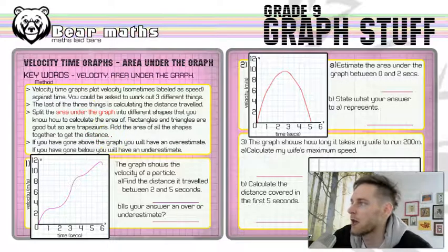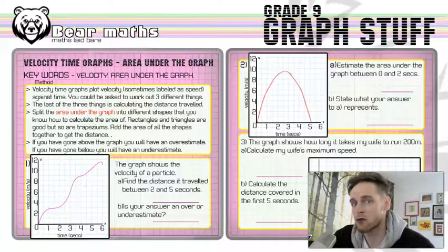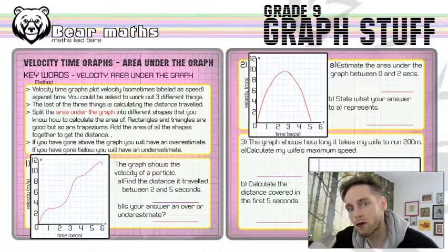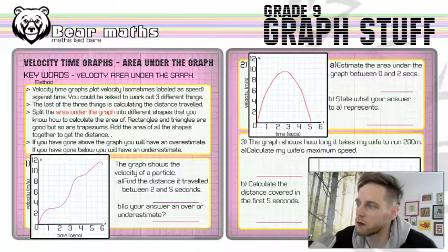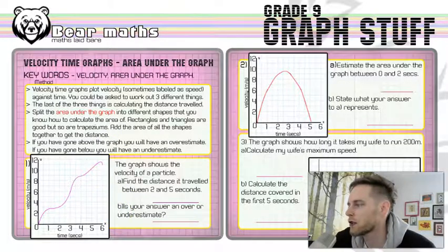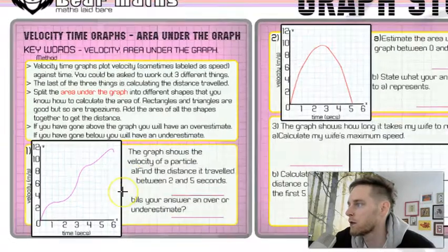Now, if you've gone above the graph with the shapes that you're drawing, you're going to have an overestimate for the distance. And if you've gone below the graph with the shapes you're drawing, you've got an underestimate for the distance. And that should all make sense when you see it in action. So let's have a look at the first question. I will zoom in to that one.